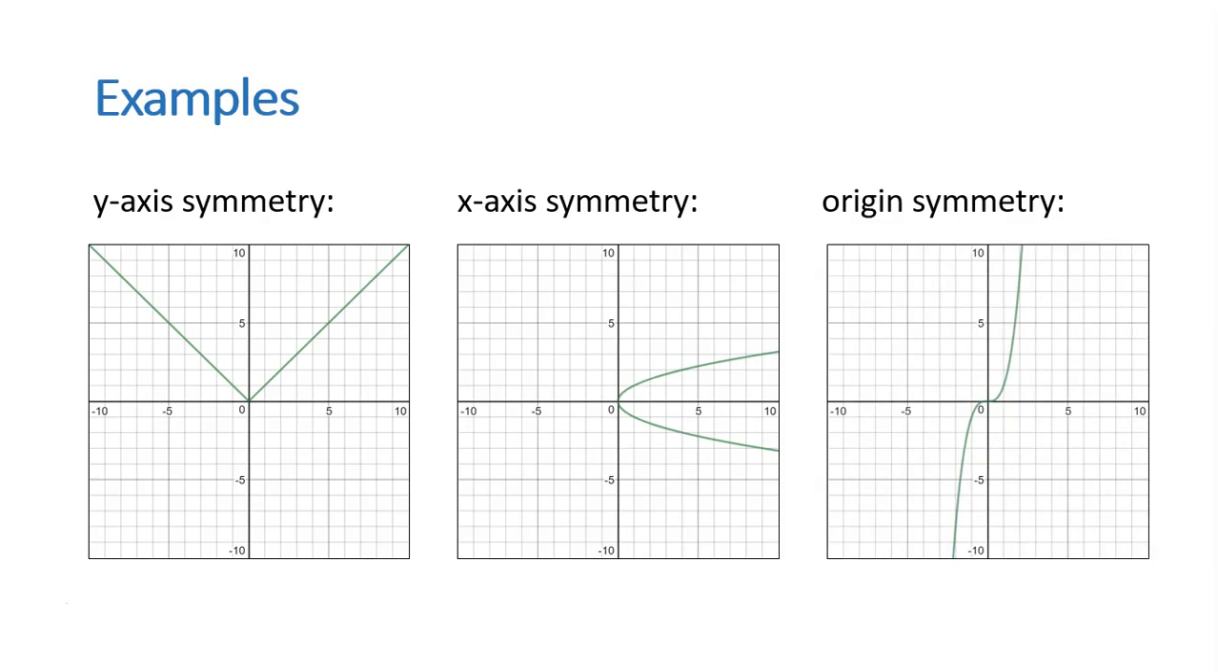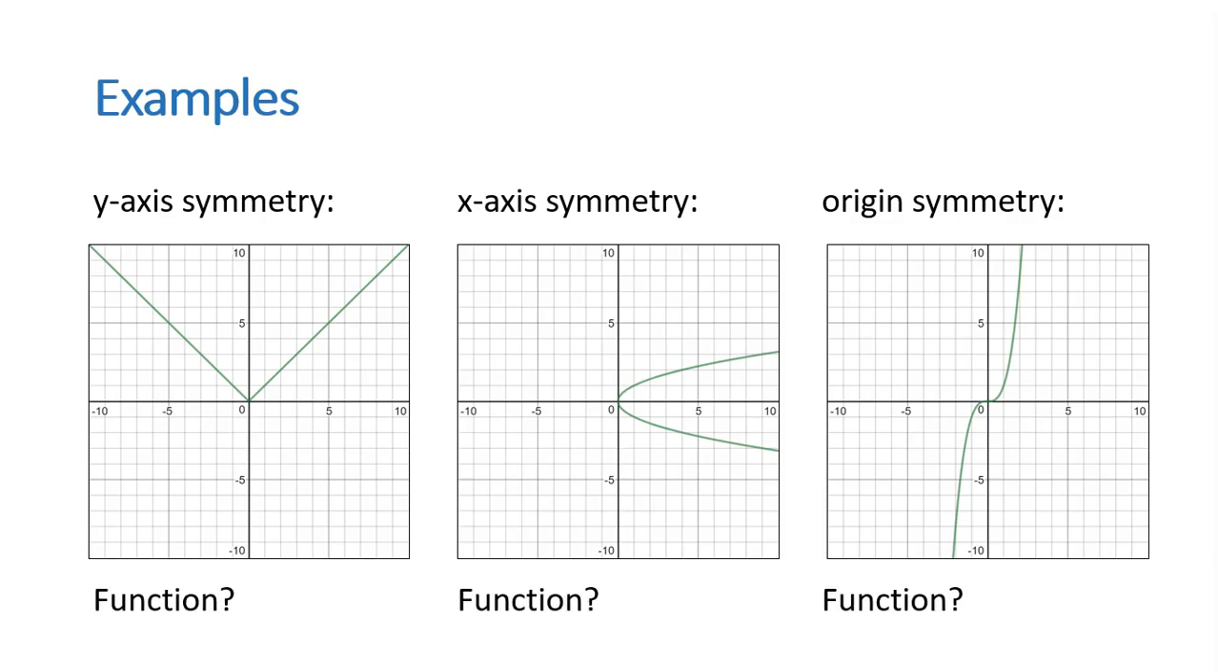An example of origin symmetry comes from the cube parent function. We can look at this two ways. Either we take one half of the graph, so one branch of the graph, and then flip it across the x and y axis, or you can think of rotating this graph 180 degrees. In either case, the graph will lie on top of itself, which is what we mean by origin symmetry.